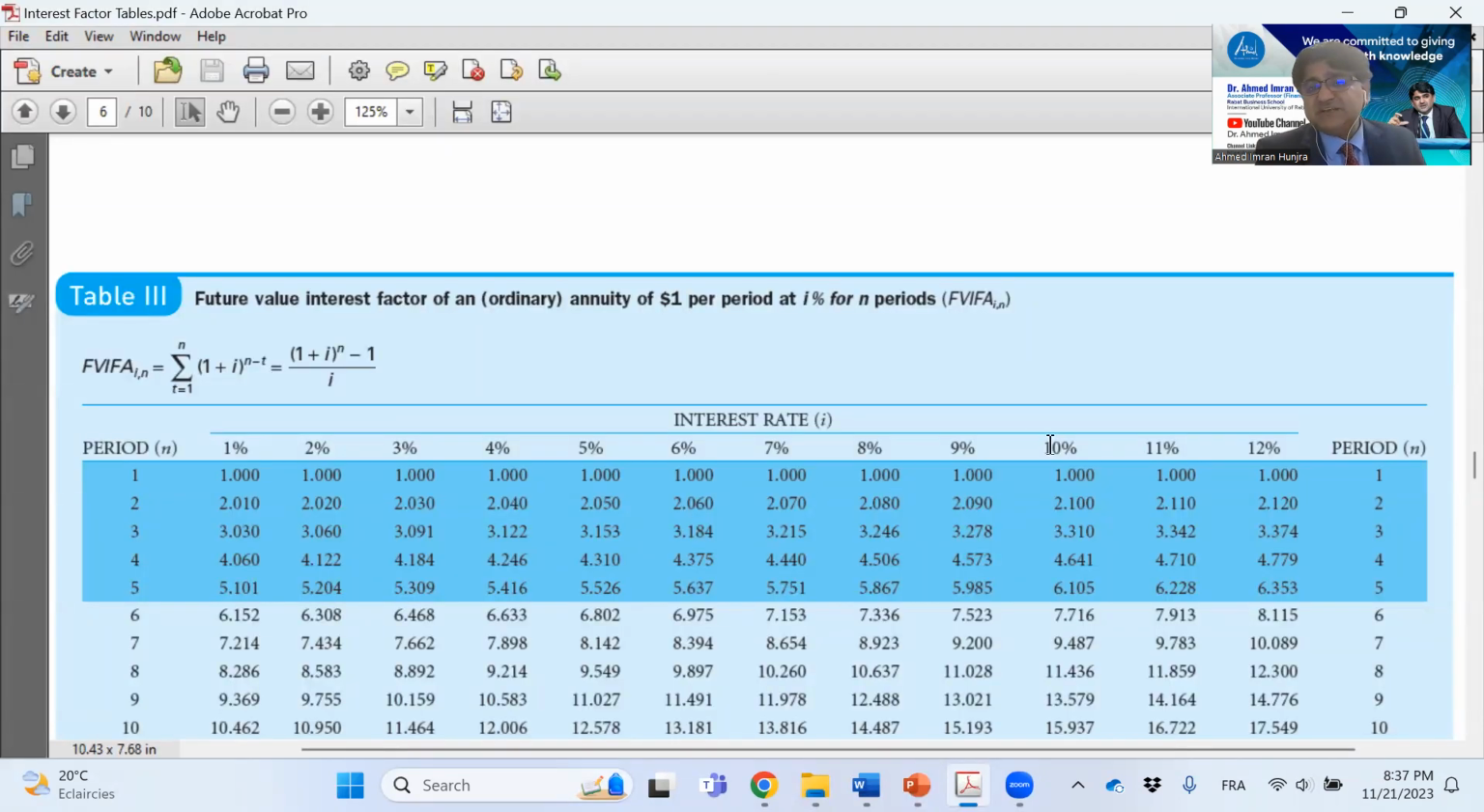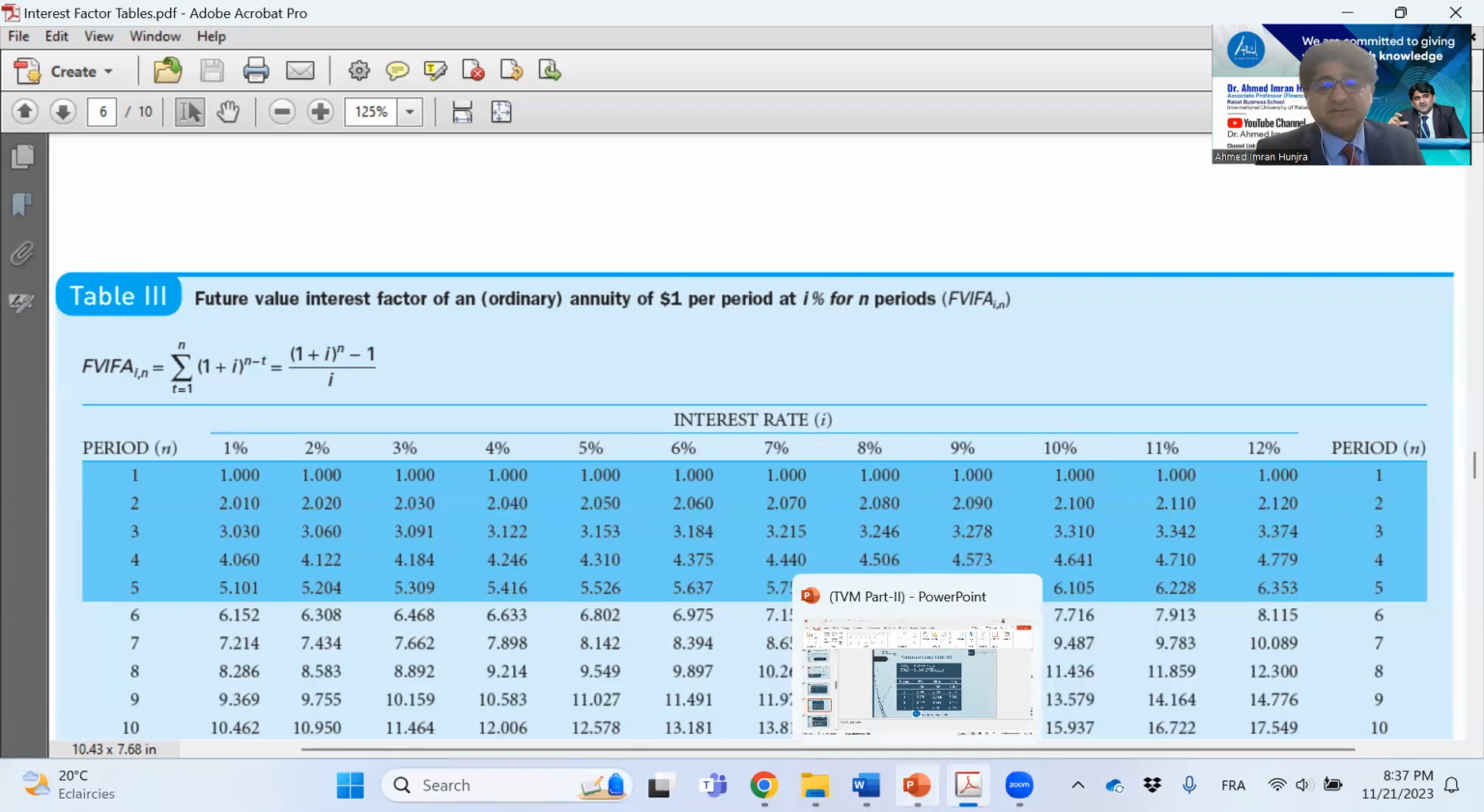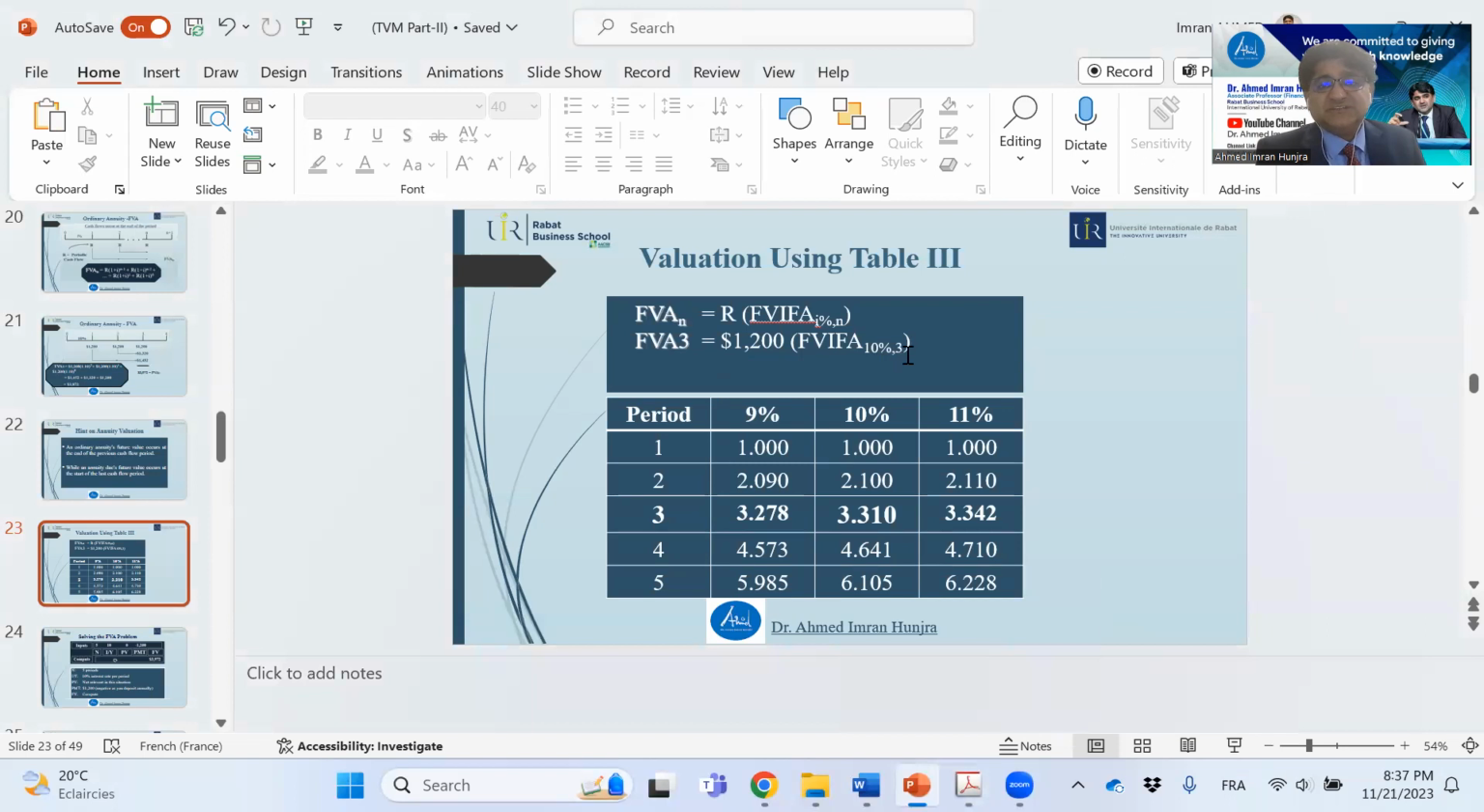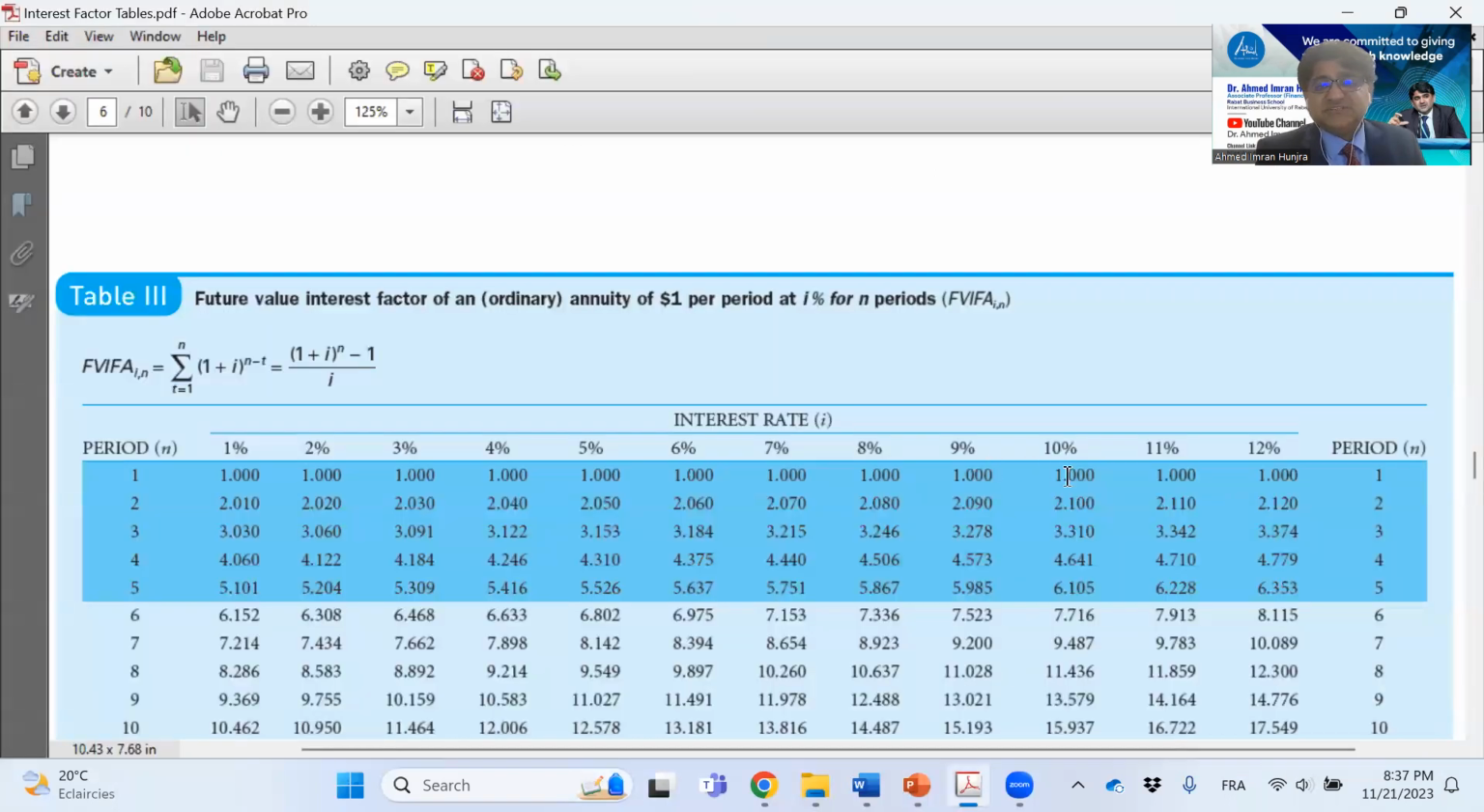So 10%, here is the percentage. First you select the required percentage. This is 10% for 5 years. So 10% for 3 years. Its year is 3.